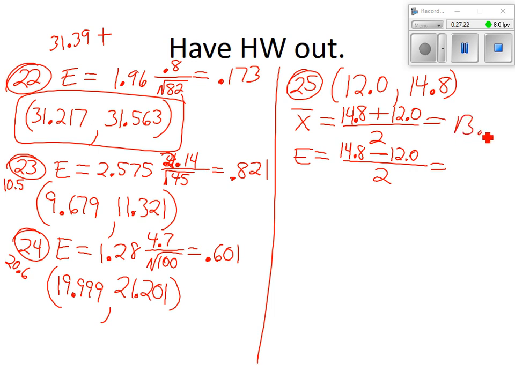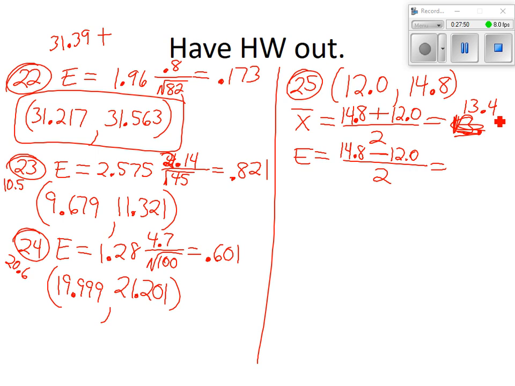Now, before I go any farther, that's 13.4. Before I go any farther, so that Daniel can make sure he's doing it right, some common sense stuff here. That 13.4 should fall where in this interval? It should be right in the middle. So if your X bar doesn't fall right in the middle, then you probably switched them around. You got them backwards. All right?